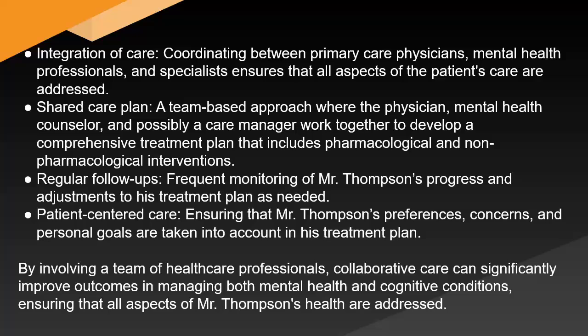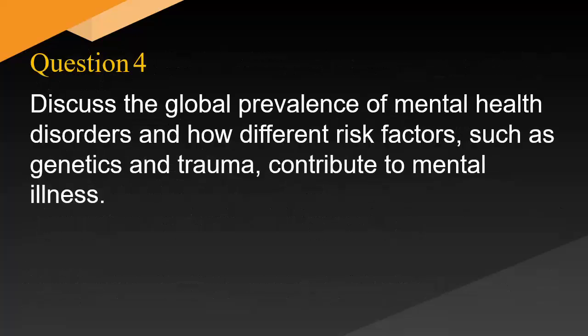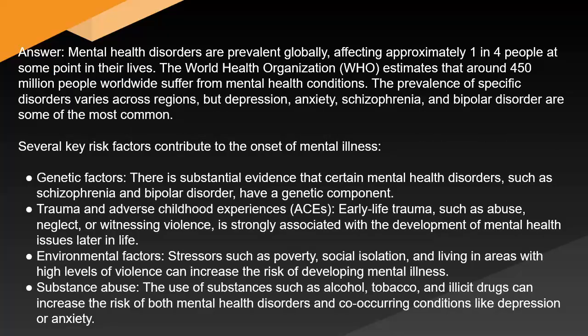Discuss the global prevalence of mental health disorders and how different risk factors, such as genetics and trauma, contribute to mental illness. Answer. Mental health disorders are prevalent globally, affecting approximately 1 in 4 people at some point in their lives. The World Health Organization, WHO, estimates that around 450 million people worldwide suffer from mental health conditions. The prevalence of specific disorders varies across regions, but depression, anxiety, schizophrenia, and bipolar disorder are some of the most common. Several key risk factors contribute to the onset of mental illness.